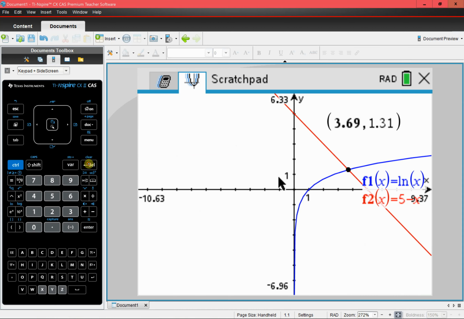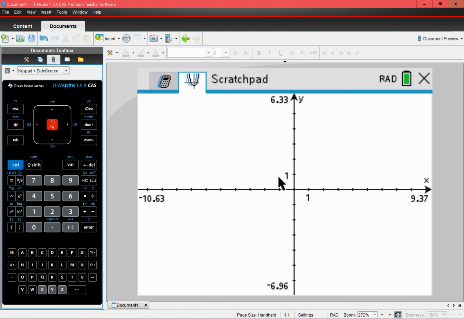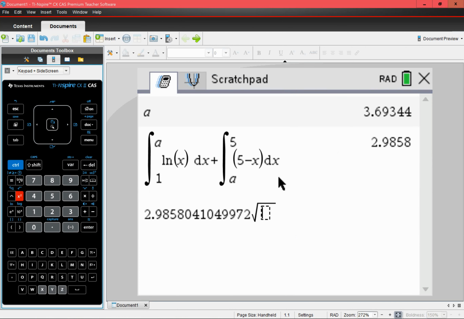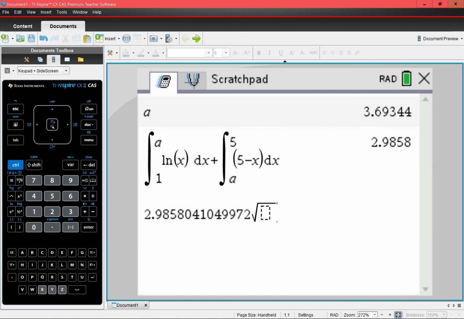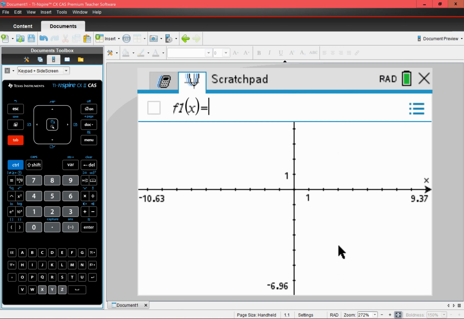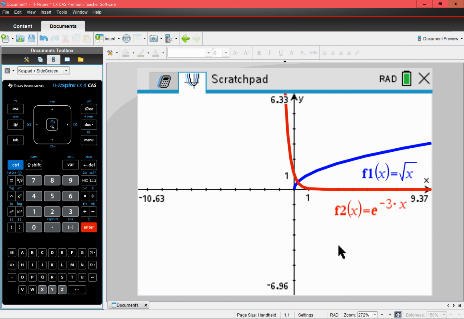I'm going to clear out my graph, delete 3 times. Okay, and so now we have our square root, oops, that's not it, second try. Oh, you stop that right now. So for some reason my pen does weird stuff on this screen, but either way. Okay, so we have the square root of x, and we also have e to the power of negative 3x. There are those two.